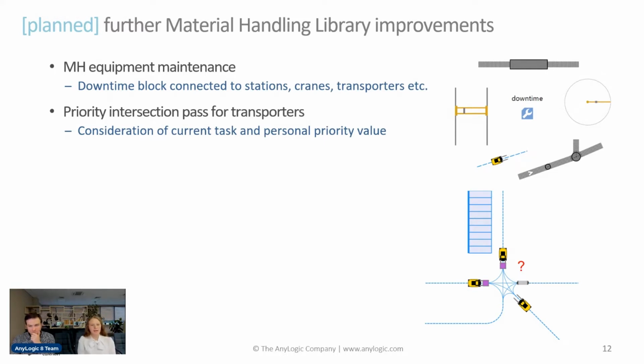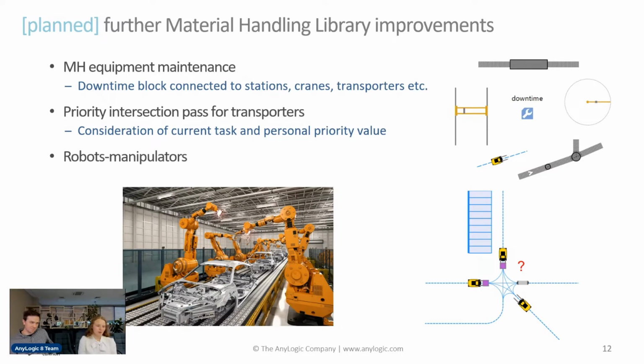Okay. Finally, there is one more element that is frequently seen in industrial environments, but is not implemented yet in the material handling library. Without it, we guess that the library is incomplete. So what do you think is this element? Actually, these are robot manipulators or so-called pickup robots.